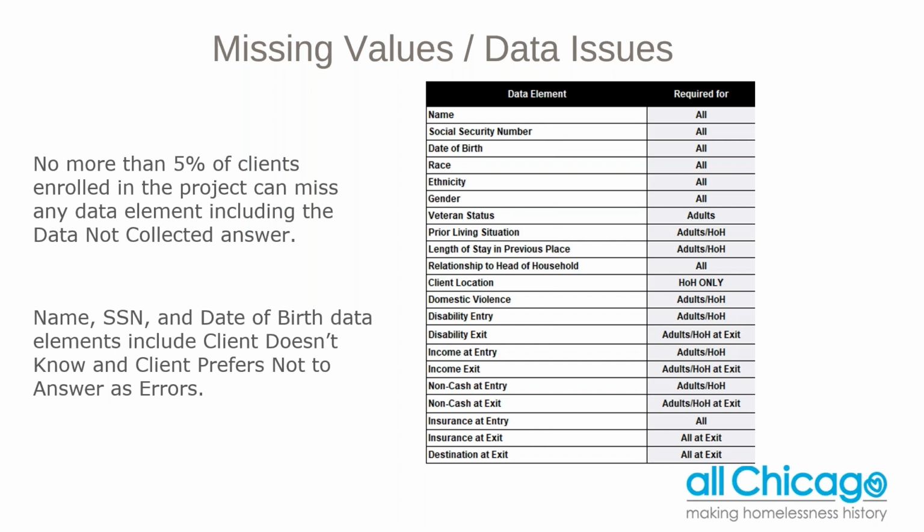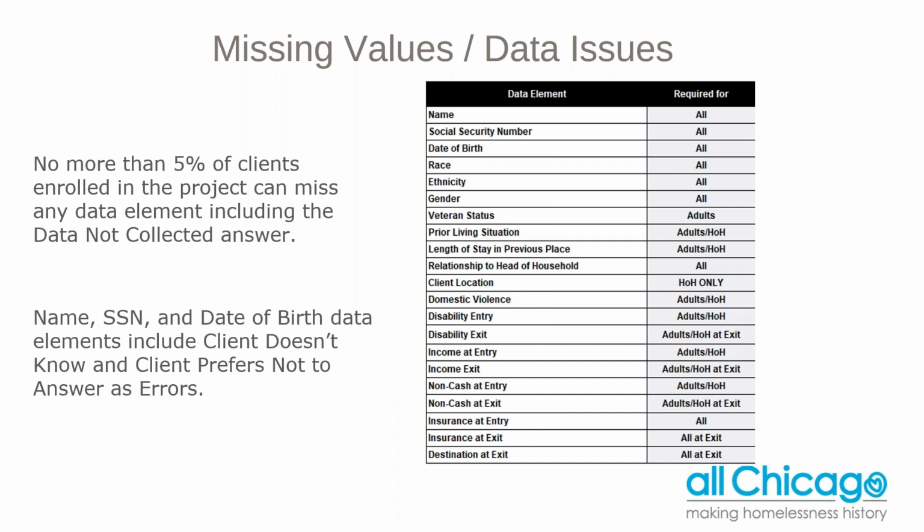One thing to note when you're reviewing your data is to look at the required for column. That's going to let you know what data element is being looked at for what clients. So if you look at data elements such as name, social security number, date of birth, all clients are required to have those answers completed in their assessment and have valid answers for them.